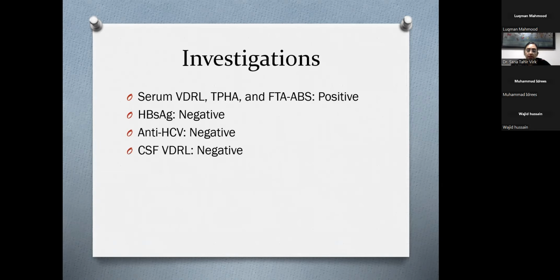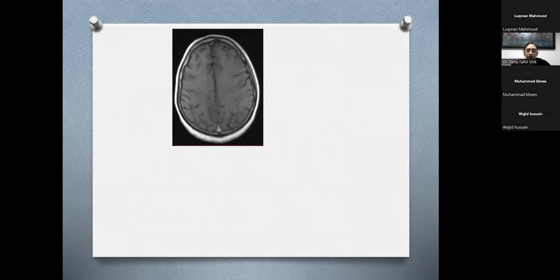So we also sent his VDRL, TPHA, and FTA-ABS, which all came back positive. And so we performed a CSF VDRL that was negative. So we did his initial brain imaging, MRI. Now, this was quite an interesting case.